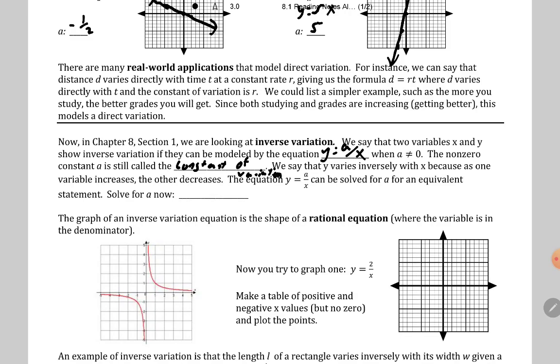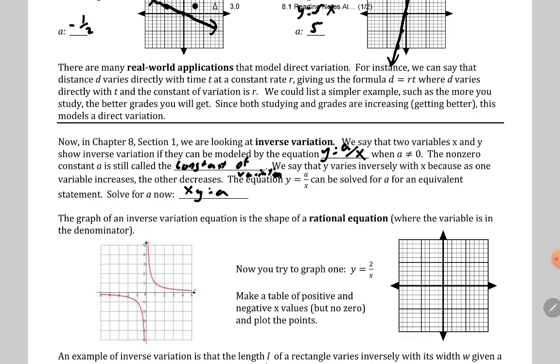We say that y varies inversely with x because as one variable increases, the other decreases. The equation y equals a over x can be solved for a for an equivalent statement. Solve for a now. If we wanted to solve for a, we'd just multiply both sides by x and get x times y equals a.